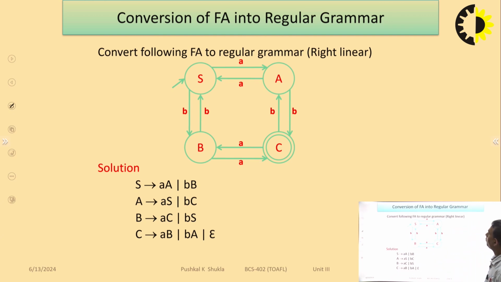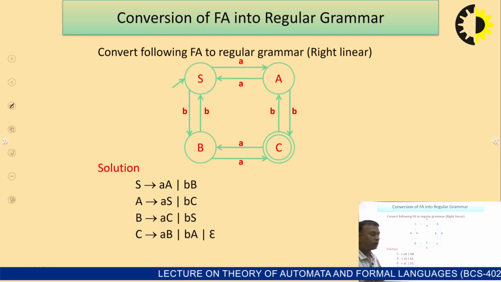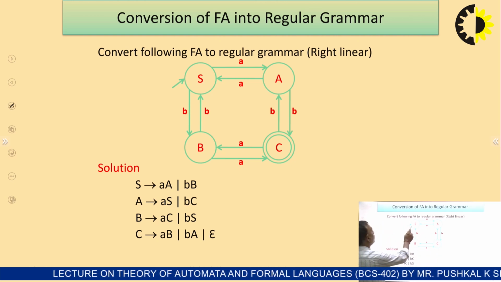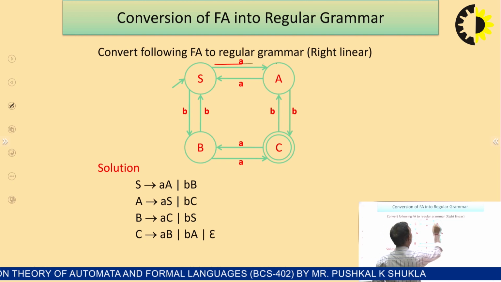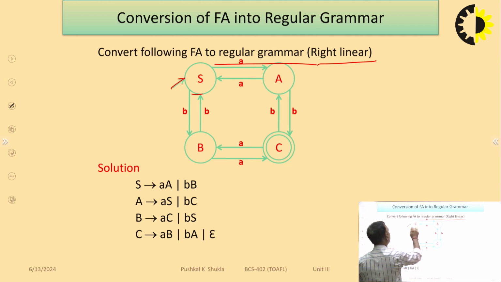Now convert the following FA to regular grammar, right linear grammar. Now, a very important question which is asked in the exam many times. Convert the following finite automata to the regular grammar, right linear. So how to write? This is the start state and this is the final state. Double circles are the final states and this marked arrow is the start state.